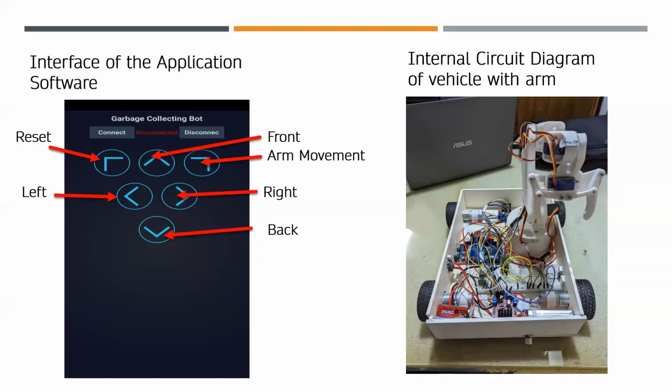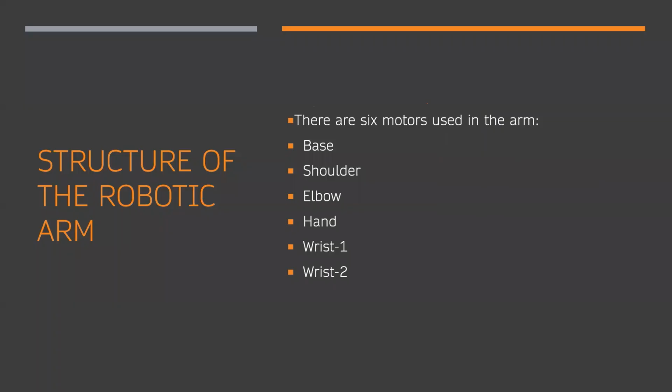Here we can see the internal circuit diagram of our system. Slide change, please. We can see that in our robotic arm we have used 6 motors to get the proper movement of this arm. They are base, shoulder, elbow, hand, wrist 1 and wrist 2.